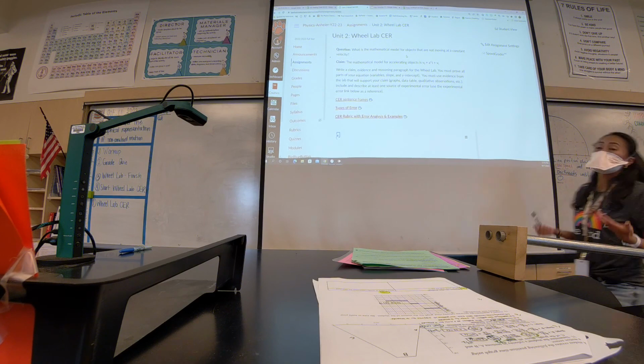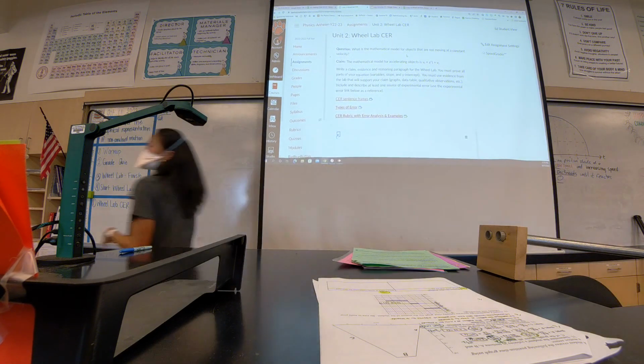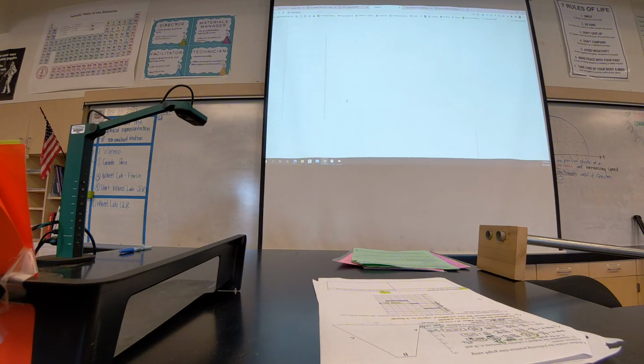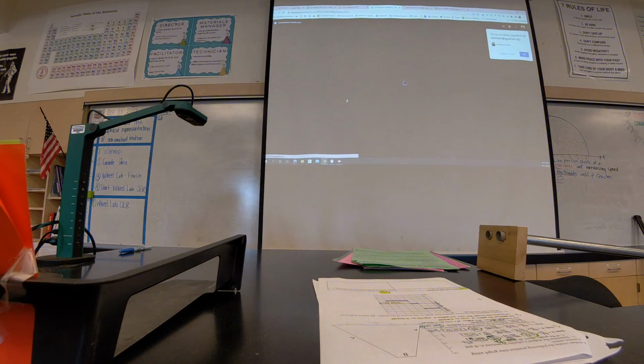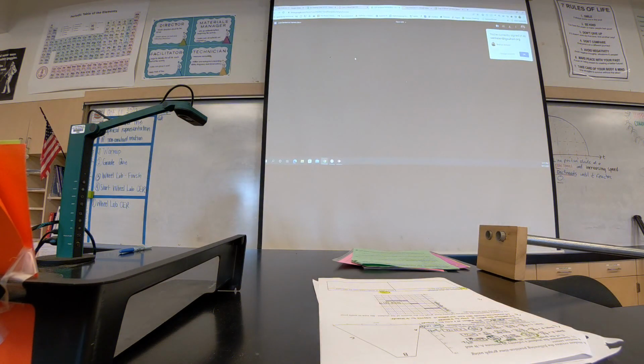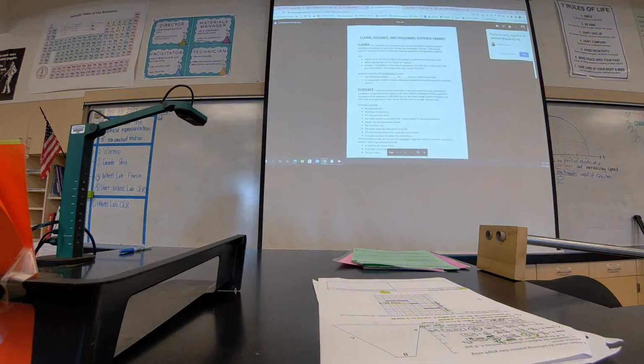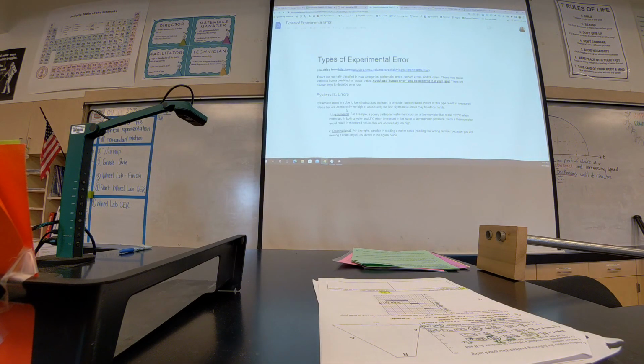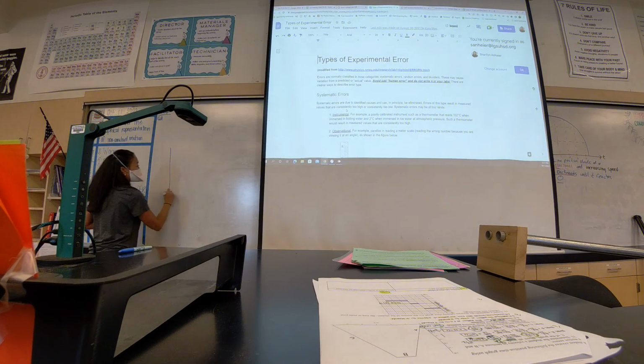So what I want you to do is you've got sentence frames. These will help guide you in writing a really well-written CER. You've also got, and these are all handouts, types of error, because everyone is going to have a position time graph or a velocity time graph that doesn't fit a perfect line, right?